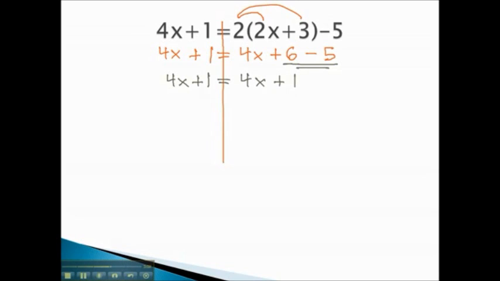Again, at this point, we like to get the variable all on one side. We can get rid of 4 positive x's with 4 negative x's. When we do that, we see the 4 x's are subtracting out completely on both sides. On the left side, we're left with 1 equals. On the right side, we're left with 1.